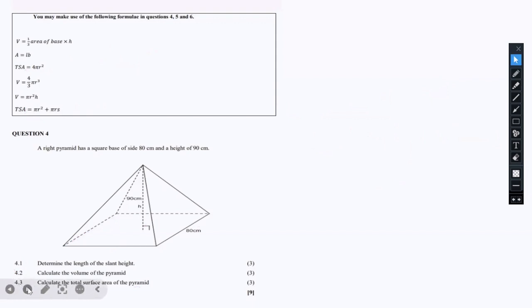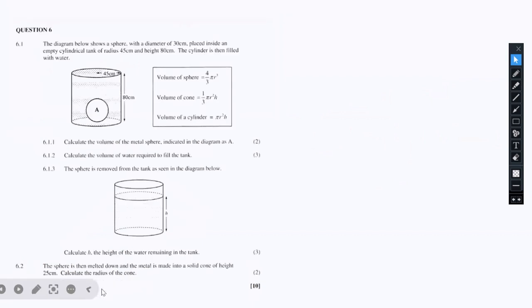And then let's proceed. We have the last question here. It says the diagram below shows a sphere with a diameter of 30 centimeter placed inside an empty cylindrical tank of radius 45 centimeter and height 80 centimeter. So we are told that the sphere has a diameter of 30 centimeter, right? And then the cylinder is then filled with water. Then 6.1.1 says calculate the volume of the metal sphere indicated in the diagram as A, right? The volume of the metal sphere.